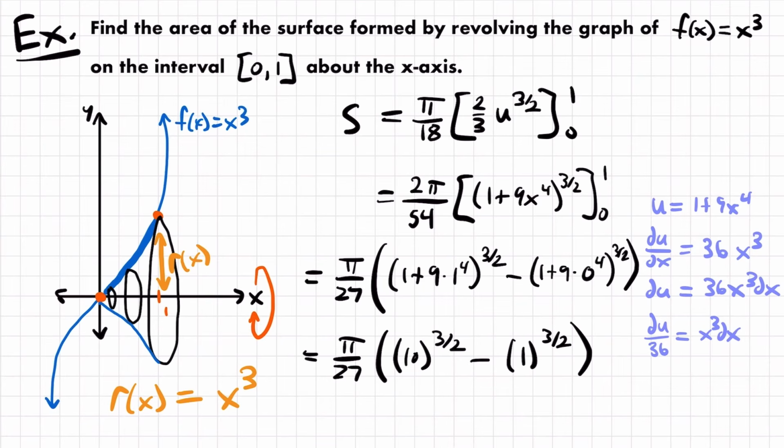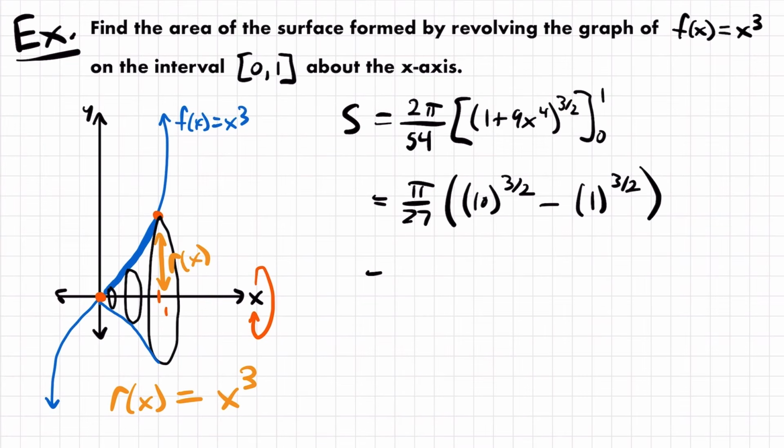Okay, and so if I clean up my work one more time, this will be equal to pi divided by 27 times 10 to the 3/2 power minus 1, right? 1 to the power of anything is just 1. And so this is our final answer. We're not going to be able to simplify this anymore, but that's not a really satisfying answer.